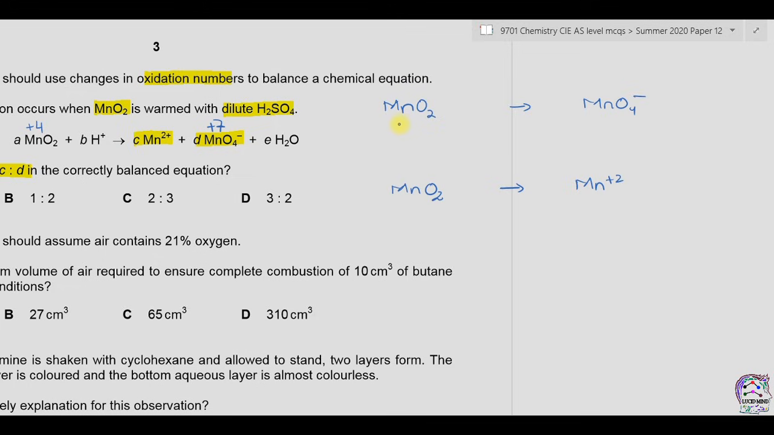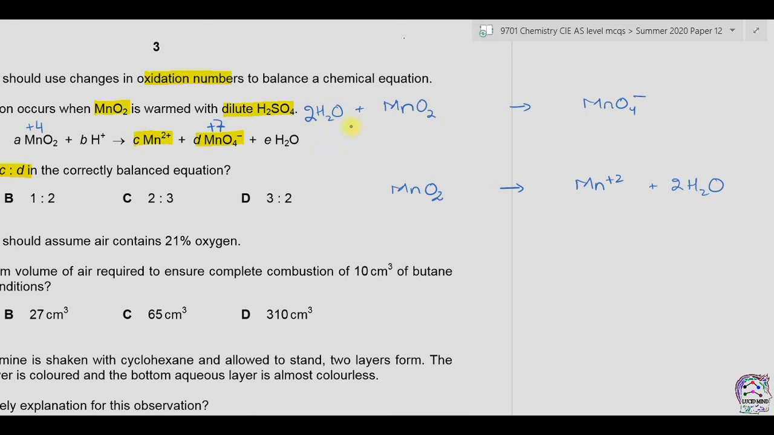First step is to balance the atoms other than oxygen and hydrogen. So we have Mn and Mn balanced in this equation. We also have manganese balanced in this one. The second step is to balance the number of oxygen atoms by adding water molecules on the side having less number of oxygen atoms. So let's add H2O to this side. Now we have to add 2 water molecules in order to balance the 4 oxygen atoms. In this equation we can balance by adding 2 water molecules so that the number of oxygen is balanced on both sides.